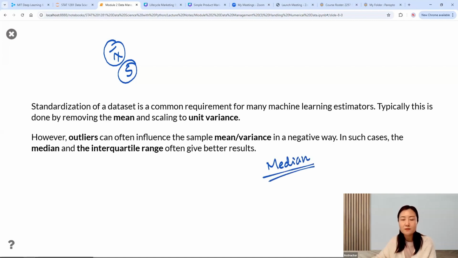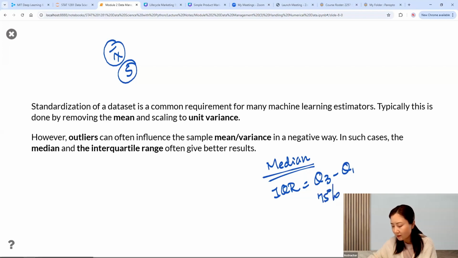It will measure the true center. And the robust measure of spread will be the interquartile range, which is the third quartile minus the first quartile, right? Because quartiles are not influenced by outliers. So this is the 75th percentile, this is the 25th percentile.